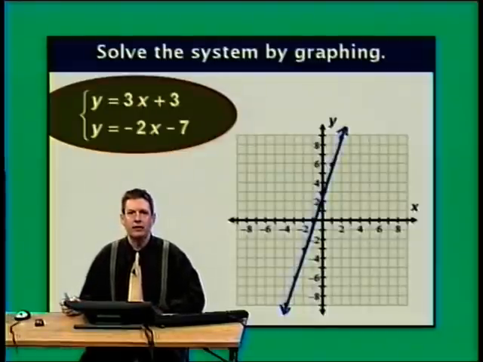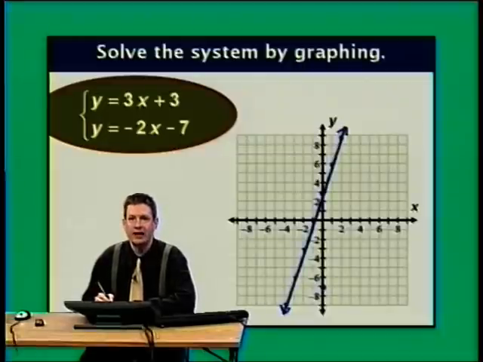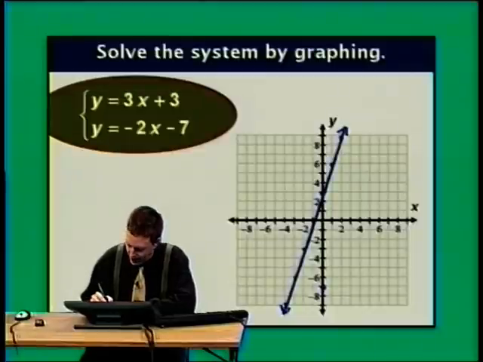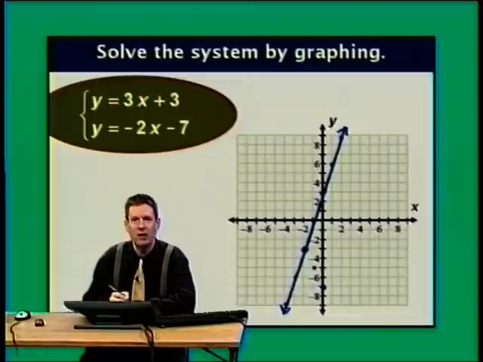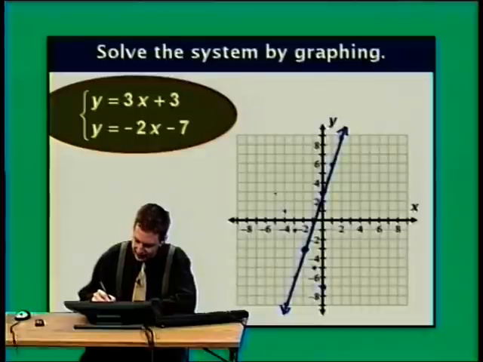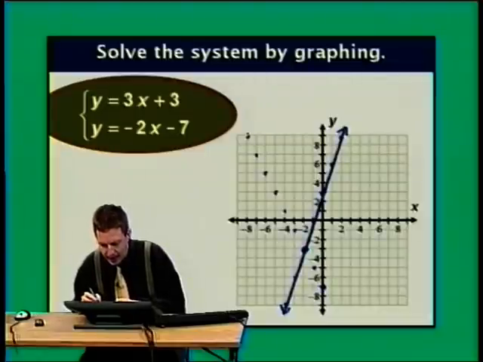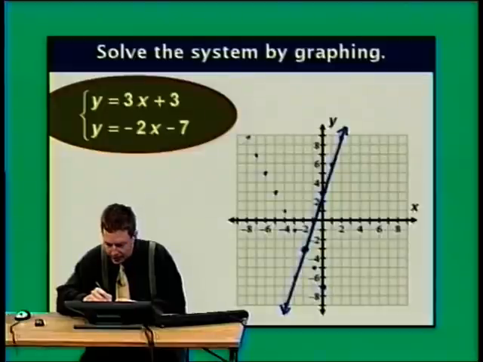Now on my other line, the y-intercept is the point 0, negative 7. And my slope is negative 2. I can think of that as 2 over negative 1. That would be up 2, left 1, up 2, left 1. I can see where my point of intersection is going to be, but I'm still going to go ahead and put plenty more points before I draw my line. Up 2, left 1. So getting out my straight edge, I'm going to go ahead and connect these points.